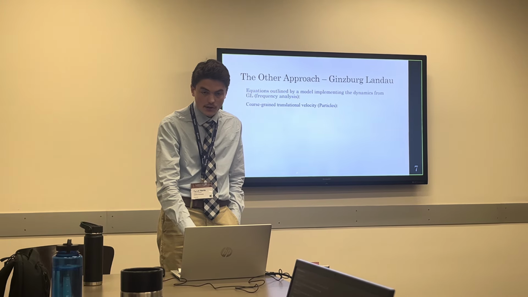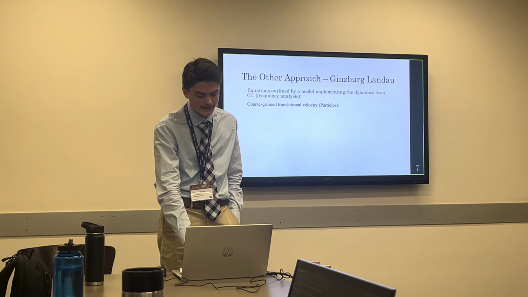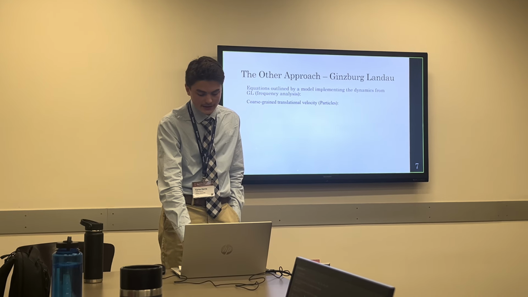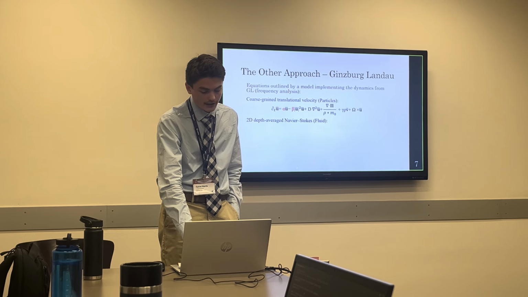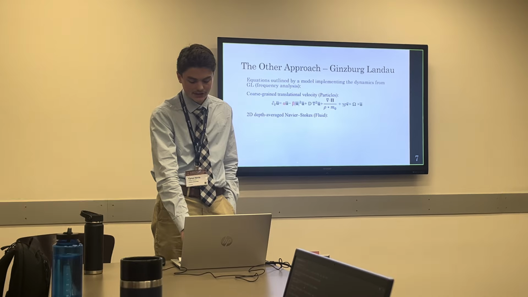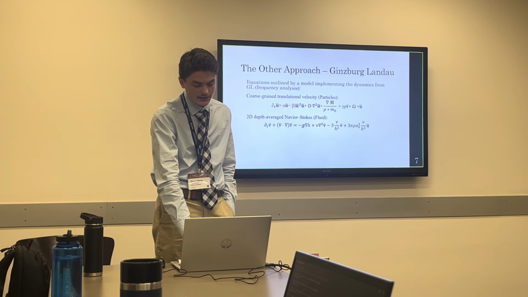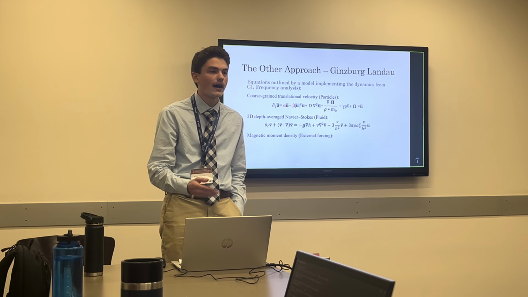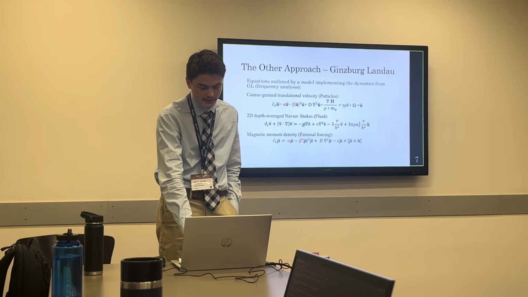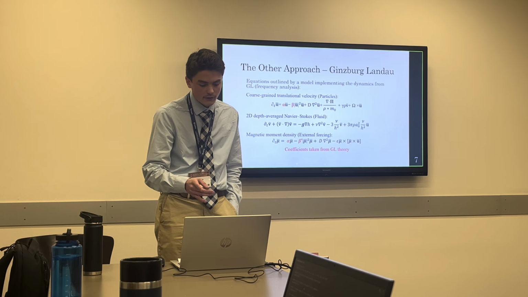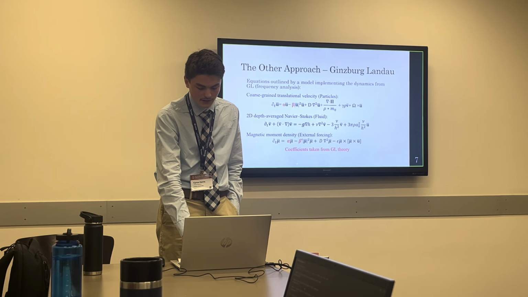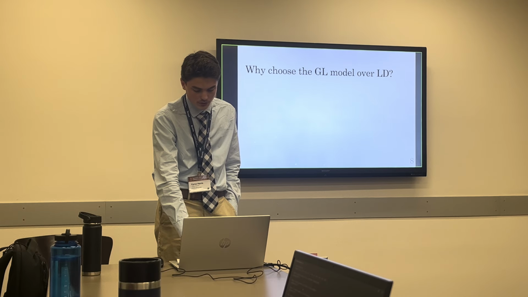It has three major equations for our model. One is coarse-grained translational velocity. This is for the particles within this model, and you can see it here. Another one is a 2D depth-averaged Navier-Stokes, which is for the fluid in particular. You can see this here. And then the magnetic moment density, so how it's actually being forced with magnetic forcing. See this here. And the coefficients outlined in red are taken from GL theory. So that's very important. If you'd like to see that, I have a source at the end too.